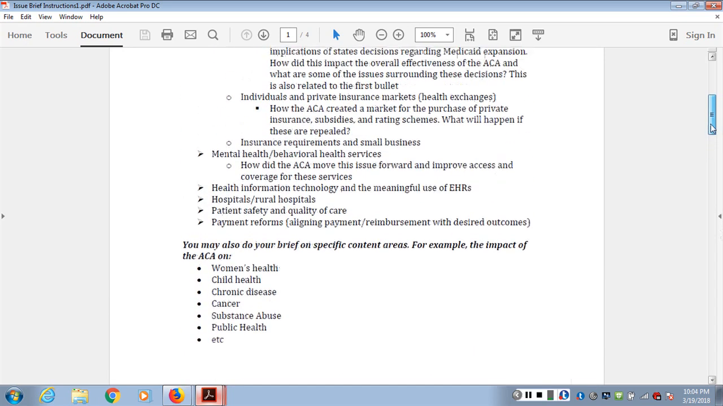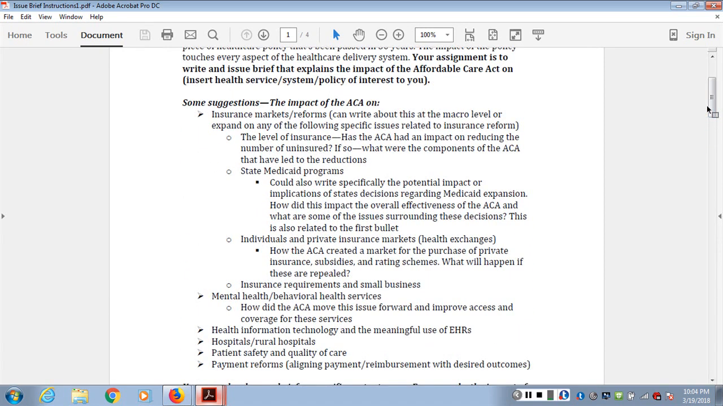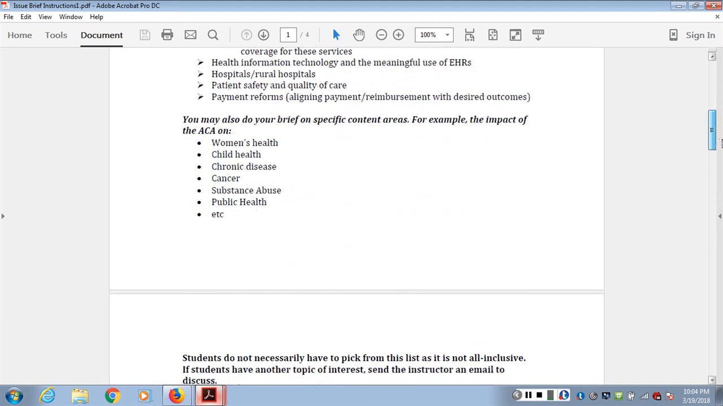Like I said, I've given you a couple here to get you thinking. This is not an all-inclusive list, so if you want to write on something that's not listed here, just let me know. Pretty much any topic is up for grabs right now. We just went to the Mountain Home Museum and learned a lot about military history in terms of healthcare. You could write on how the ACA affected TRICARE, which is the government's insurance program for those in the military.